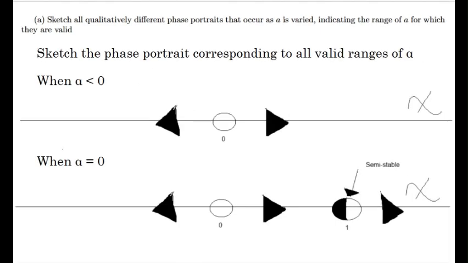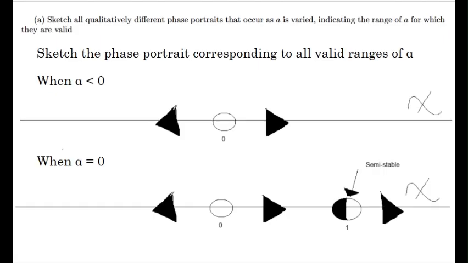Now that we have found all the equilibrium solutions and their stability, for the ranges of a for which they are valid, we can sketch the phase portraits corresponding to all valid ranges of a. When a is less than 0, there is only one equilibrium solution, x is equal to 0, which is unstable, which means that solutions move away from x is equal to 0 in both directions. x is equal to 1 plus root a and x is equal to 1 minus root a are not equilibrium solutions when a is less than 0 because they are not real.